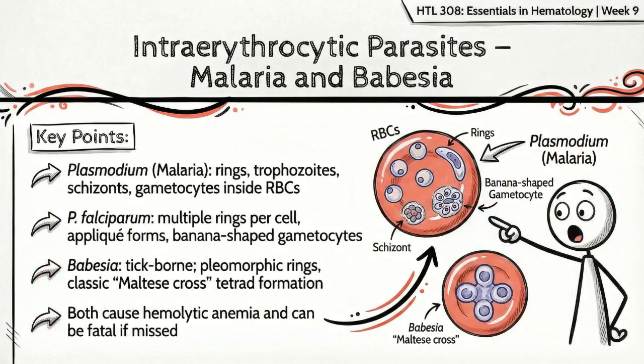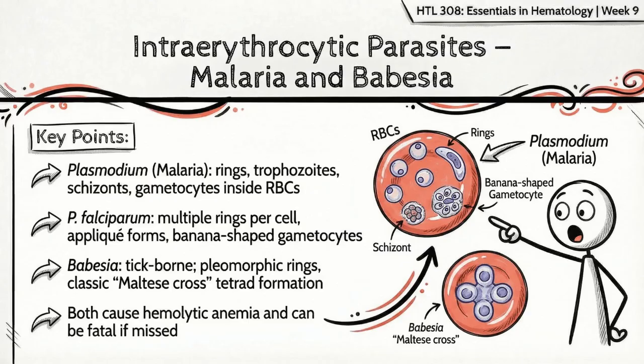The most clinically important intraerythrocytic parasites are Plasmodium species, the cause of malaria, and Babesia species. Malaria is transmitted by the Anopheles mosquito and is a global health emergency, with hundreds of millions of cases annually. On the peripheral blood smear, you'll see ring forms, trophozoites, schizonts, and gametocytes inside red blood cells, depending on the species and stage of infection. Plasmodium falciparum is the most dangerous species. It causes cerebral malaria and has the highest mortality.